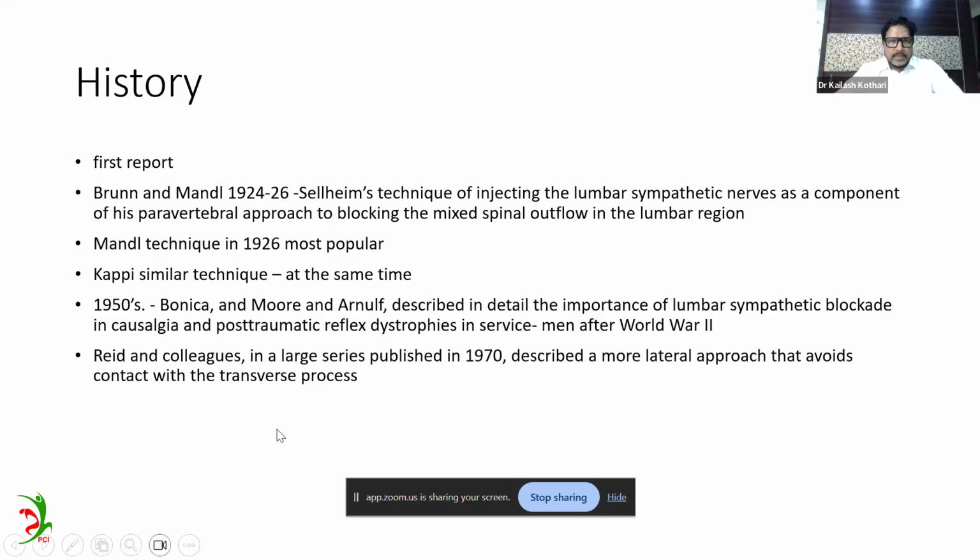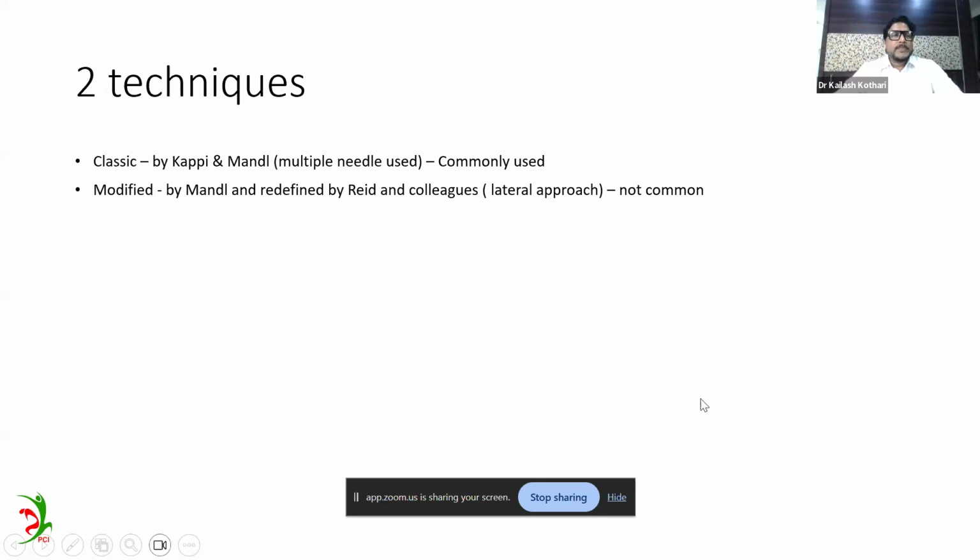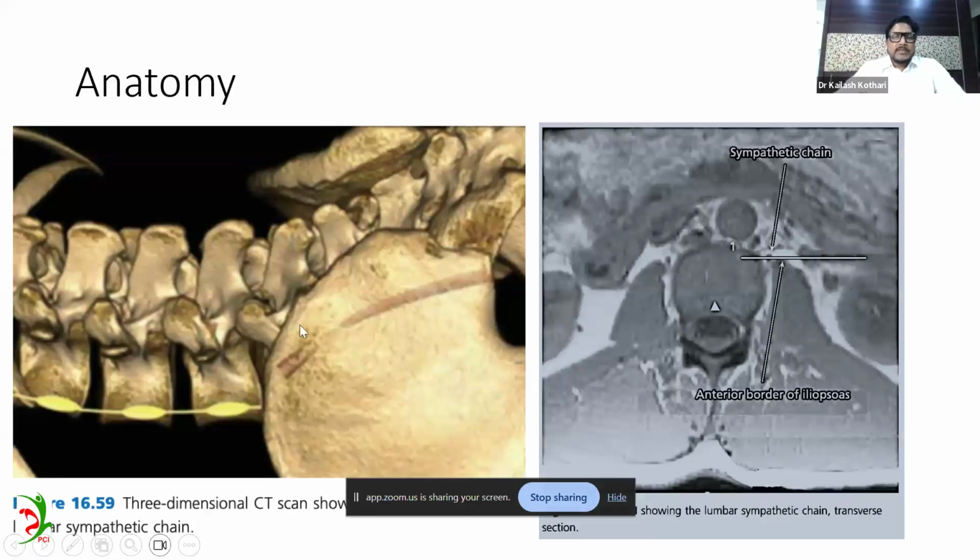It is not a new technique, and pain management goes back almost a century now. Pain management, we think it is a new branch, but it has already been used for 100 years now. So I already told you about the two techniques, Kappis and Mandel. So let's come to anatomy, which we have to know in detail.